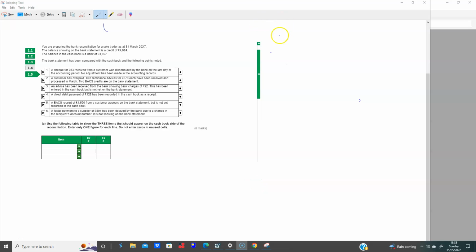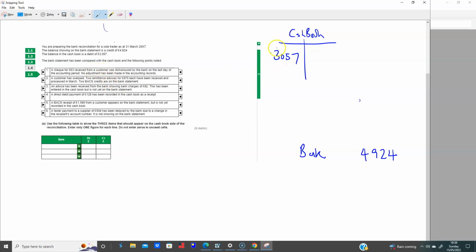Right, so let's look at what's happening here. We have a bank rec to deal with, so we have a cash book that has a debit balance of 3,057 and a bank statement that has a balance of 4,924. So first thing, it says here that you have a check for 63 received from a customer.